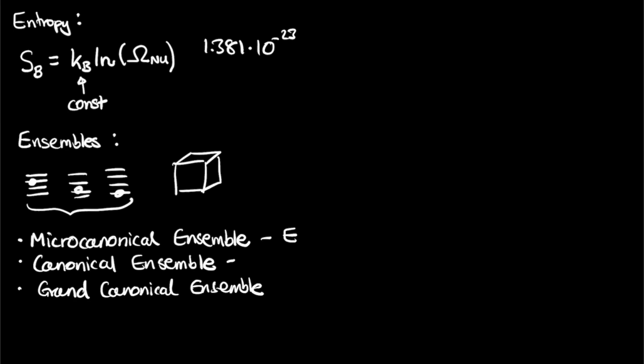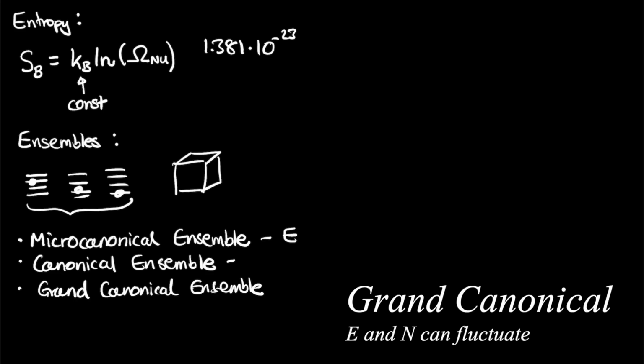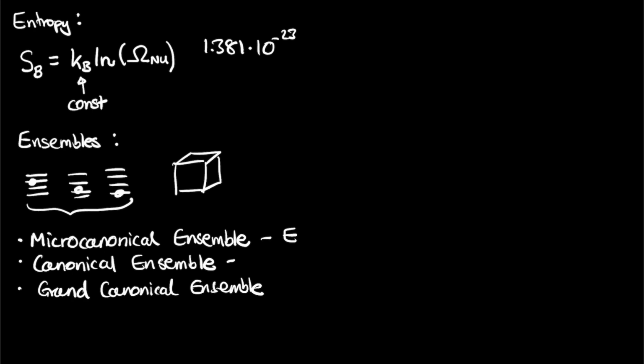And finally, the grand canonical ensemble is exactly the same as an open system, and energy and matter can flow in. The grand canonical ensemble is by far the hardest, and so we're going to come on to it last. But that is the three different types of ensembles, and it's just a fancy way of labeling the different types of system.